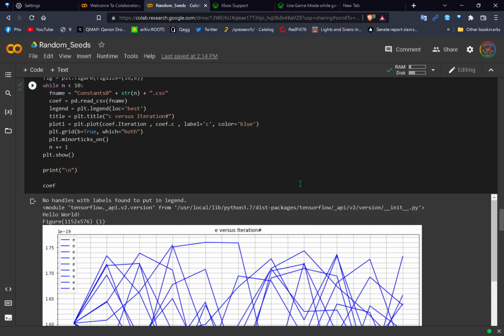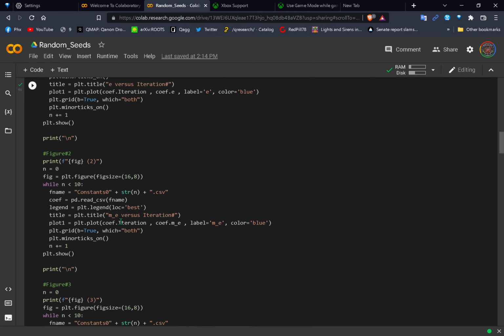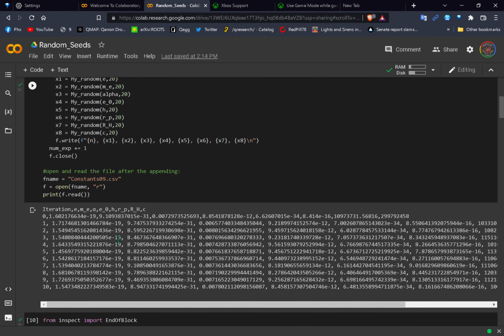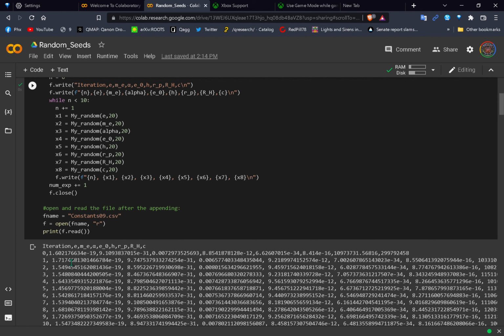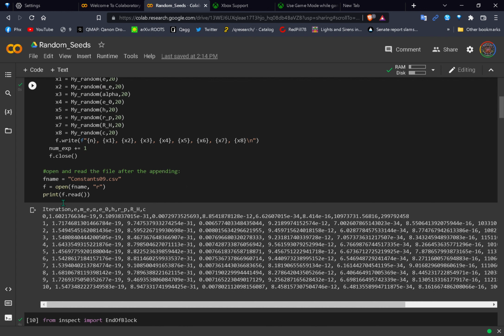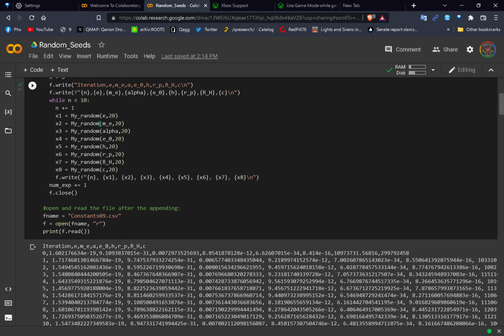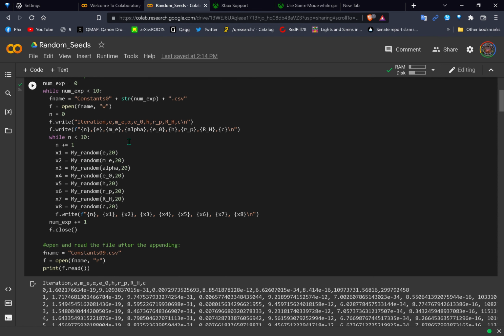Okay, what I have is my Python file here where I'm playing around with random seed generation. Before I do the final work, I'm just learning Python. What I did was I'm plotting a bunch of data to files. I'm doing like 10 iterations of random numbers for each of these constants. I'm allowing for a 10%, 20% variation. So I'm allowing for plus and minus 10% variation.